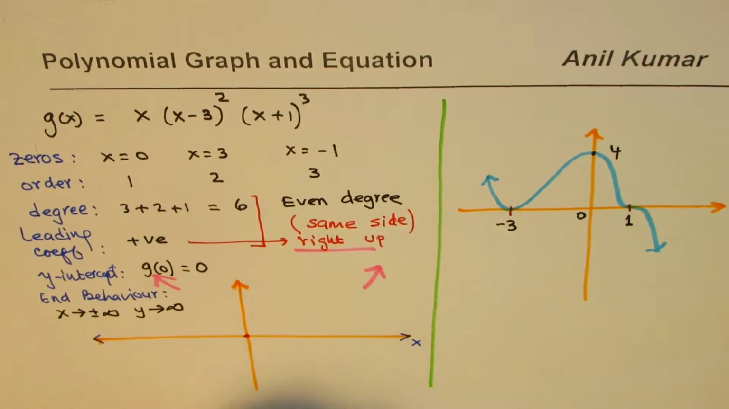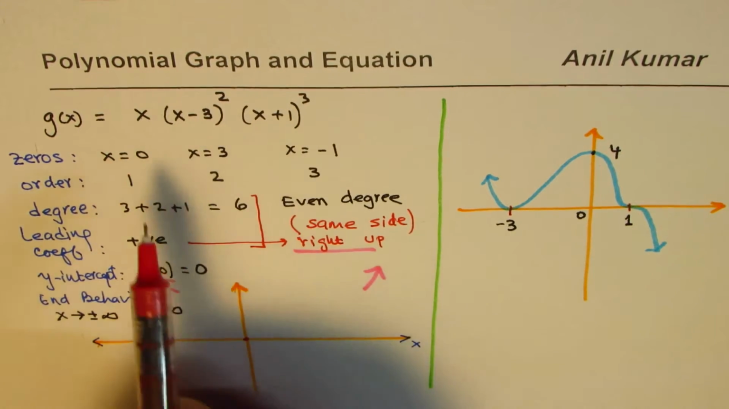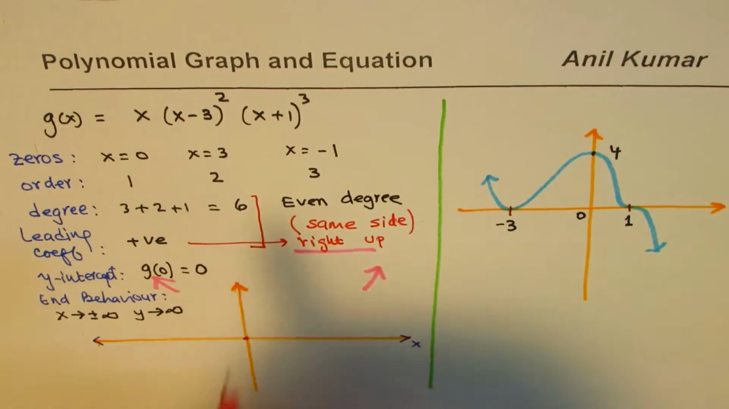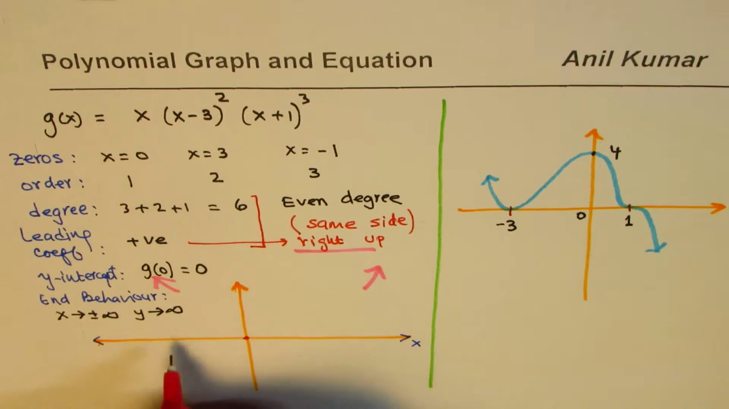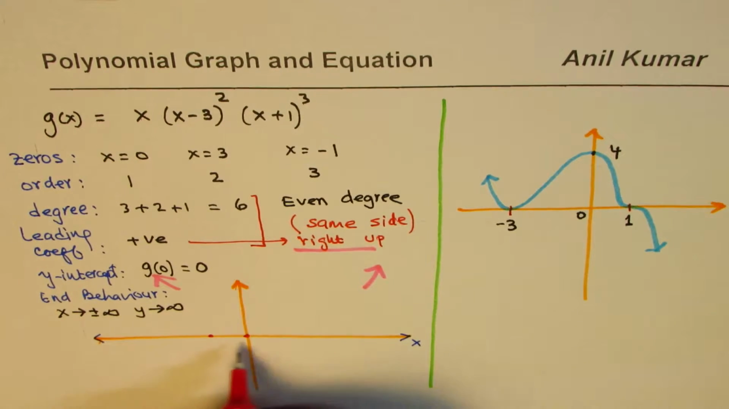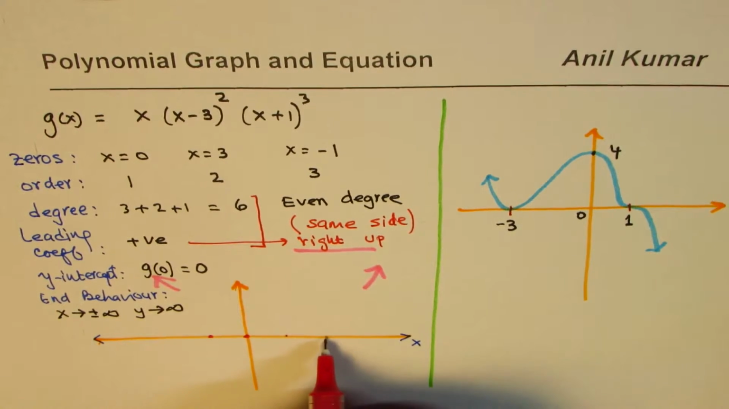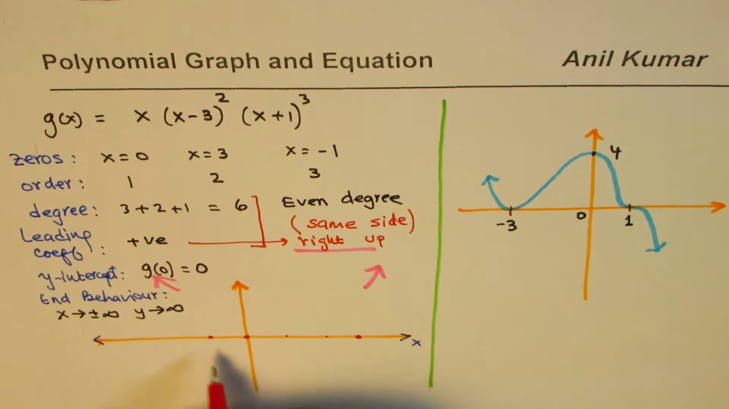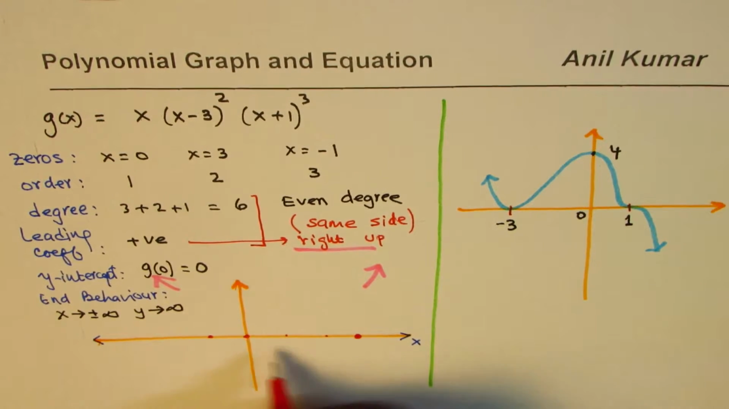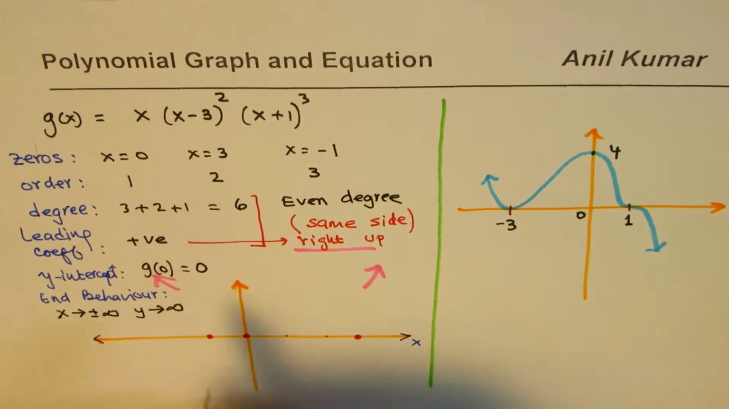So this is the y-intercept. Now the zeros are at 0, so the y-intercept, 3 and -1. Let's say this is -1 for us, then 3 will be, let's say, 1, 2, 3. Let's say this is 3 for us. So we got 3 zeros. These are the 3 zeros for us.